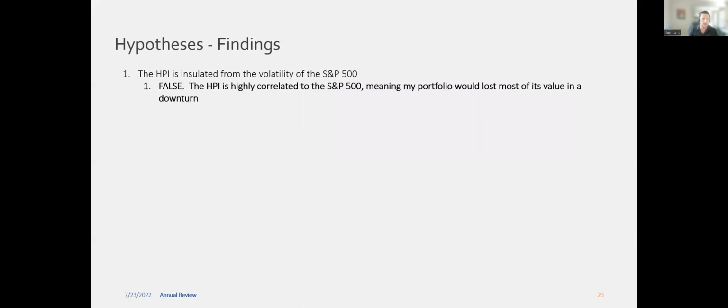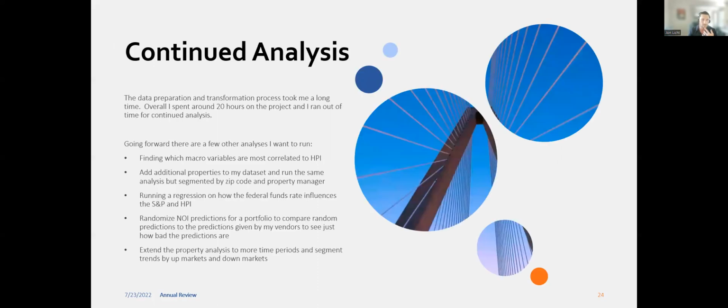So the finding here that the HPI is insulated from the volatility of the S&P 500, that's false. The HPI is highly correlated to the market, which means that in a down market, my portfolio would lose most of its value. If we remember, about 90% of the value of my portfolio was due to appreciation. So this is another falsified hypothesis that is typically touted by real estate investors.